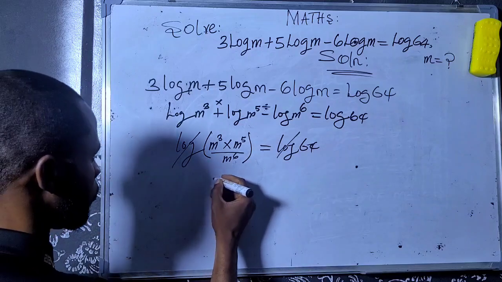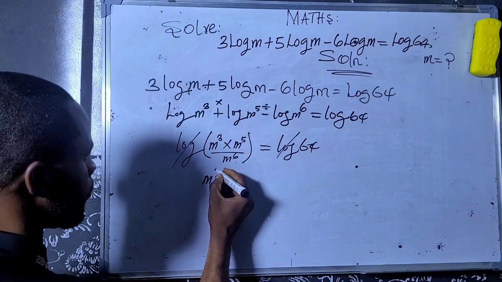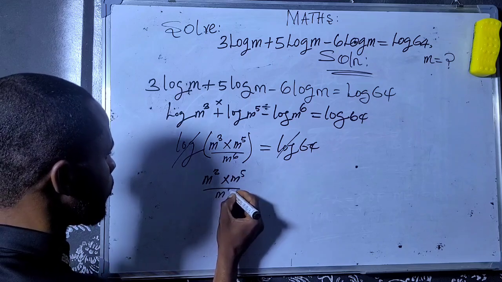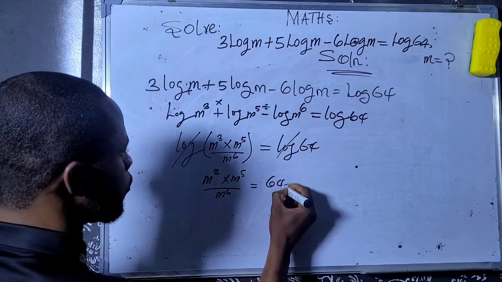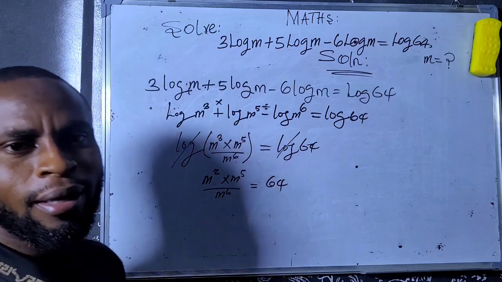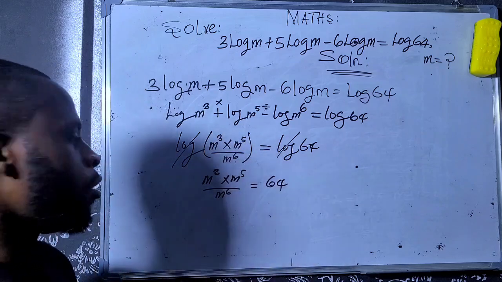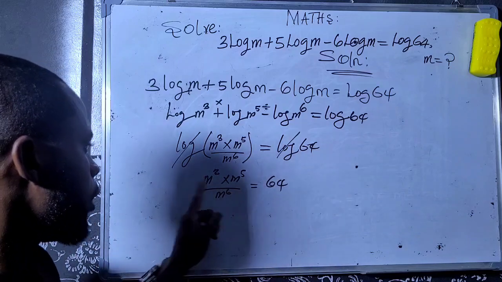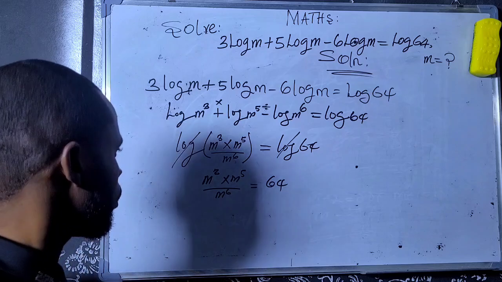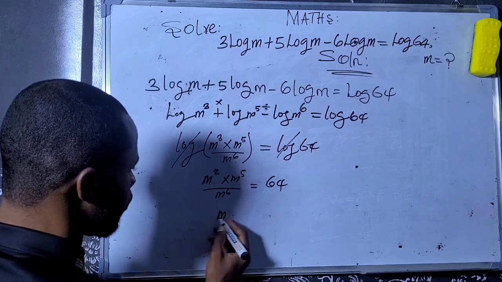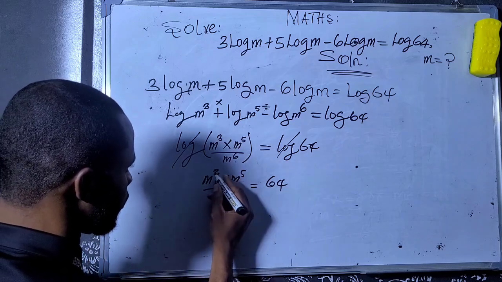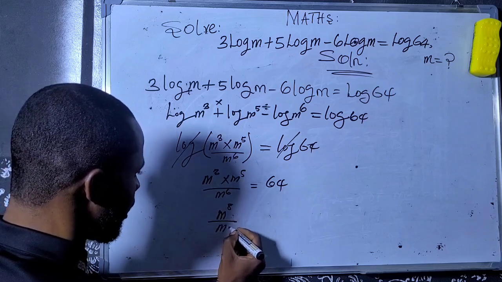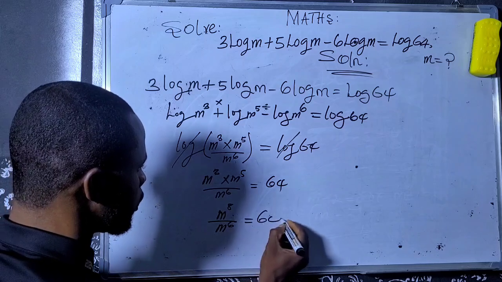Then the whole equation becomes m to the power of 3 multiplied by m to the power of 5 divided by m to the power of 6 equals 64. Now here we are going to apply indices laws. Recall that whenever you have multiplication with the same base, we add the powers. Then we pick one of the bases, m, and add the powers: 3 plus 5 gives us 8. Then divided by m to the power of 6 equals 64.